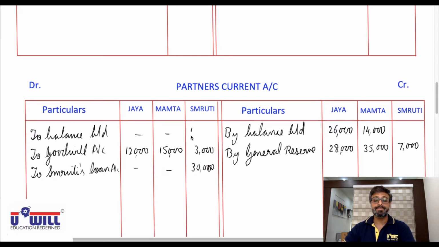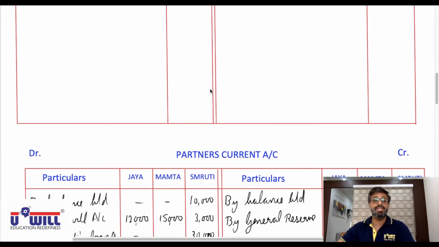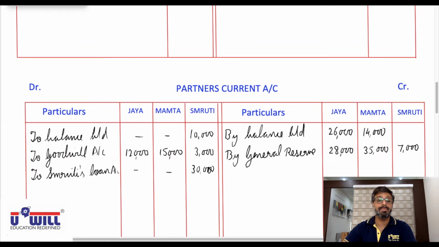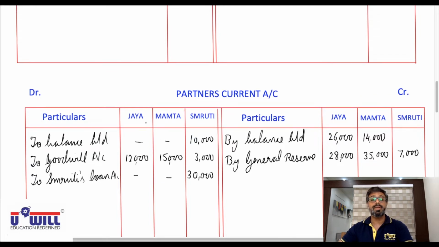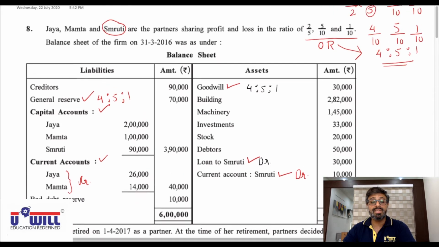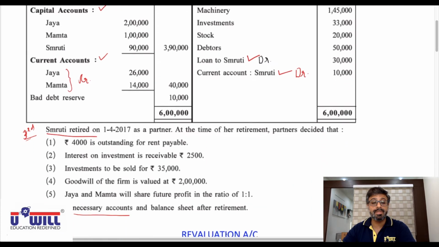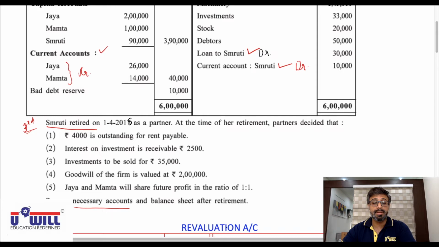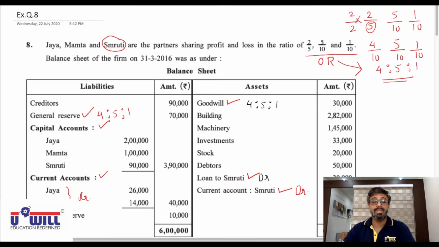That we have already written. Now further we go ahead with the adjustments. So all of you look at adjustment number 1. First adjustment. Smriti retired on 1/4/17 as a partner. Now 1/4/17, here 31/3/16 is given, so make it 1/4/16 everyone. Either here it should be 1/4/16 or here it must be 31/3/17.